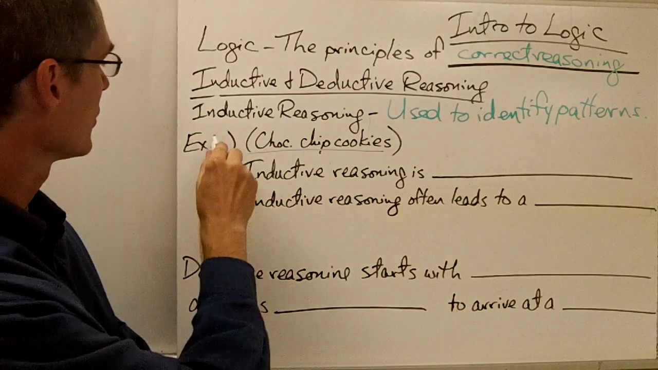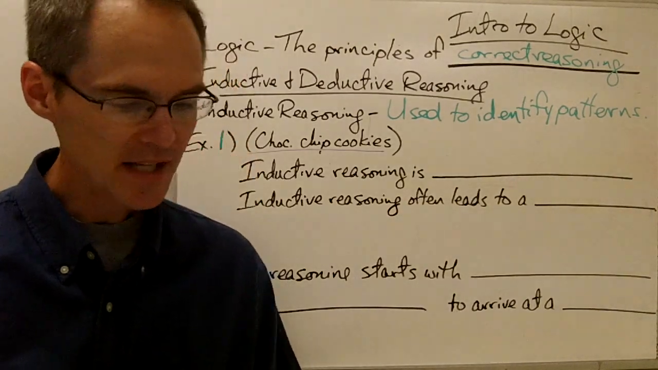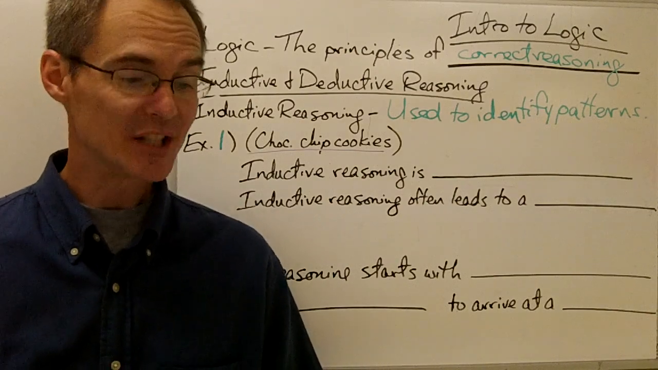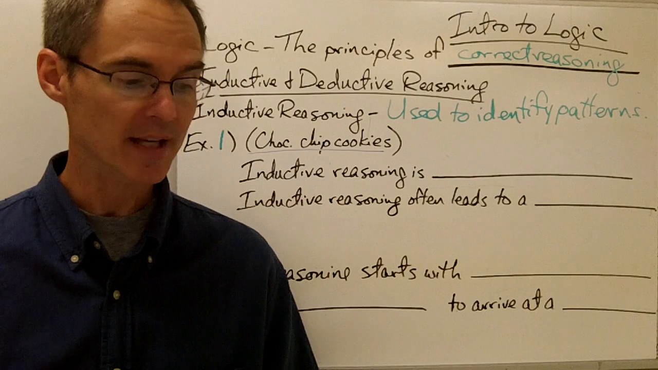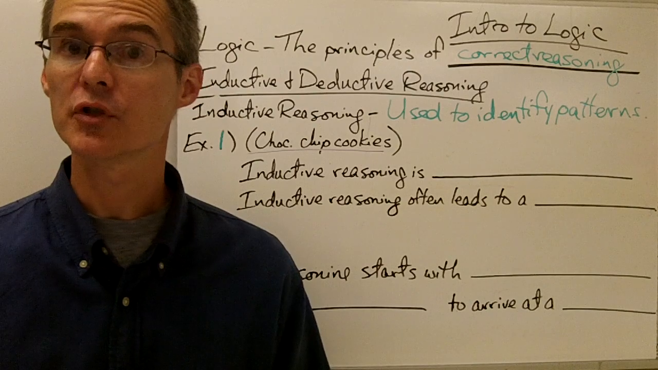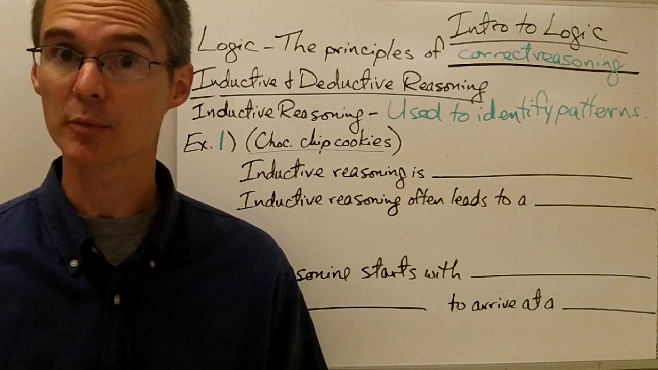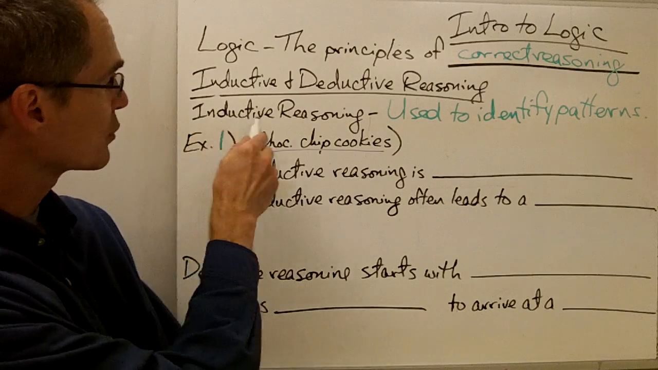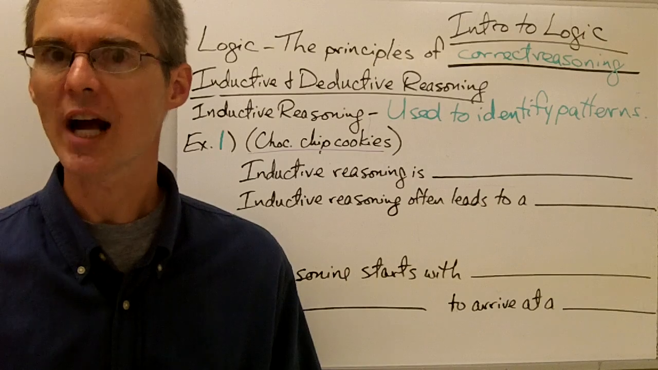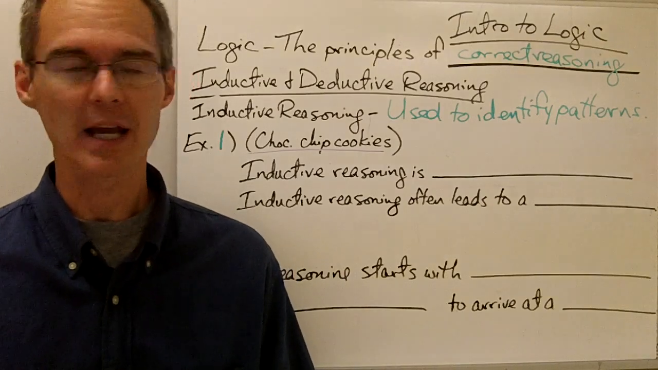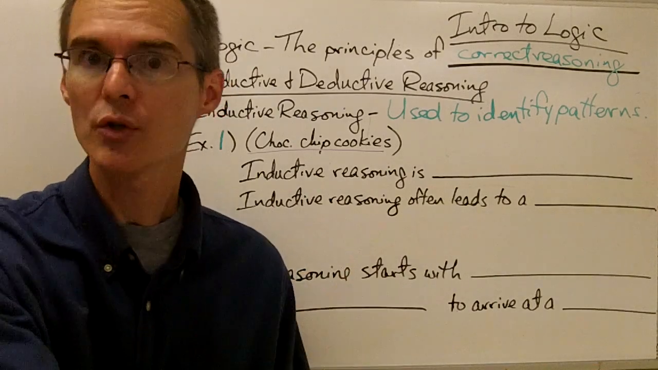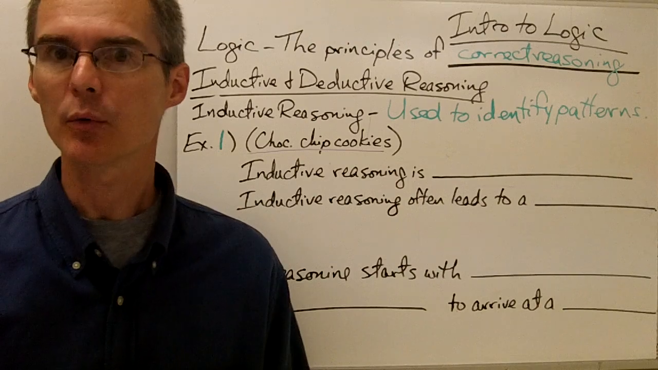So, example number 1 in your notes, it says, let's say that every Friday so far this school year, the cafeteria has had chocolate chip cookies for dessert. Knowing that, what kind of dessert would you think the cafeteria would have this Friday? Well, based on the pattern that you've observed so far, every single Friday there's been chocolate chip cookies, you would probably reason, and this would be inductive reasoning since it's based on a pattern, there's probably going to be chocolate chip cookies for dessert this Friday. That's inductive reasoning. You identify the pattern and you use that pattern to predict what's going to come next. So this Friday we think we're going to have chocolate chip cookies.